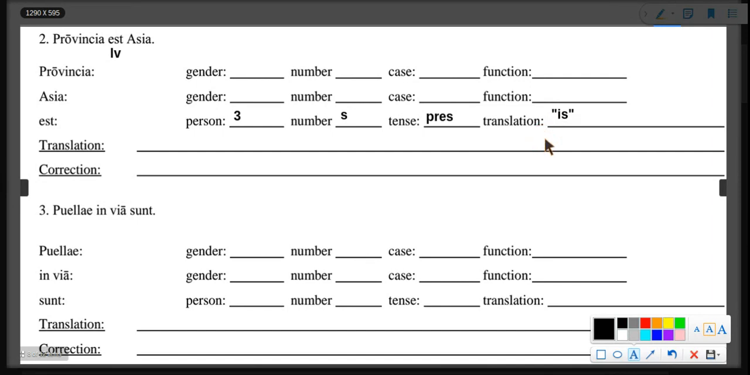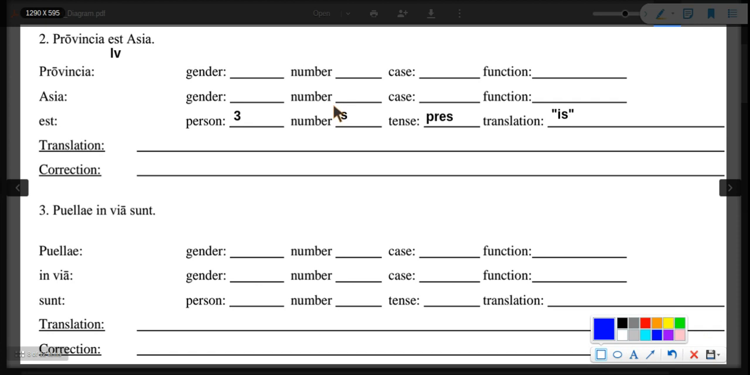Now, this tells us something very important, namely that the subject in our sentence must also be singular. So you will have what is called subject and verb agreement. So if your verb is singular, your subject must also be singular. And if your verb is plural, your subject must also be plural.